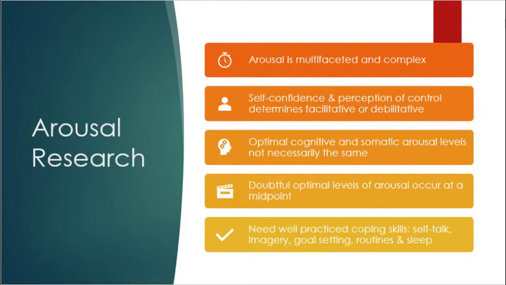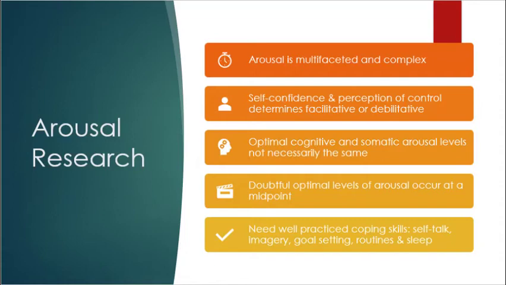Optimal cognitive and somatic arousal levels are not necessarily the same, right? You might be highly aroused, but that doesn't mean that you have high anxiety. And you may be highly aroused on a somatic level, but cognitively, you're calm, cool, and collected. So it's important that we understand that we are individuals and individual situations are unique, and that we can't always put them all into the same category or make a cookie cutter definition for everything.